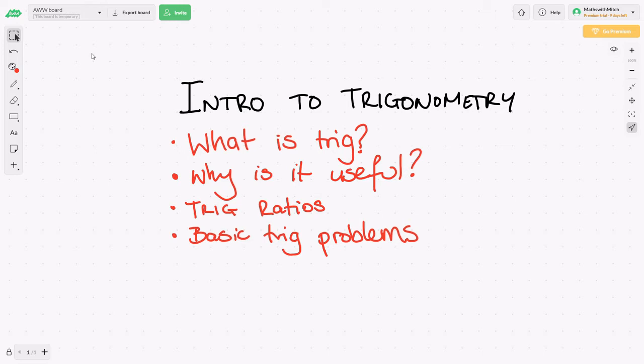Today we're going to be looking at an introduction to trigonometry. So in today's lesson we're going to look at what is trig, what does the word even mean, and what does it apply to in terms of geometry. Why is it useful? So where are we going to use this in future life? We're then going to introduce you to the trig ratios and the basic trig ratios, and then we're going to use those to solve some trig problems. So without further ado, let's move on to what is trigonometry.